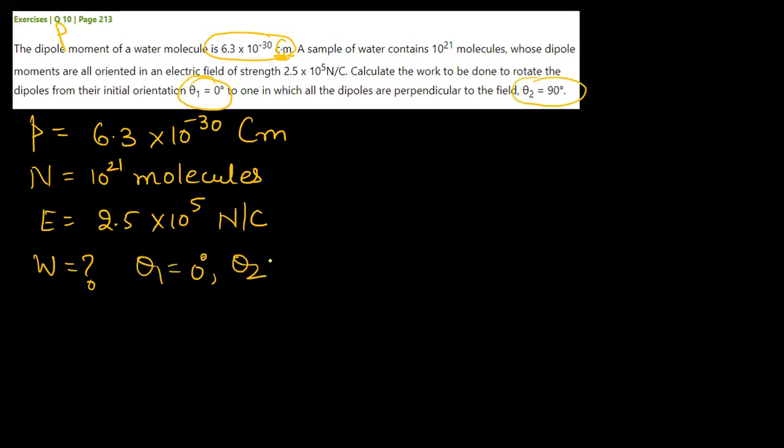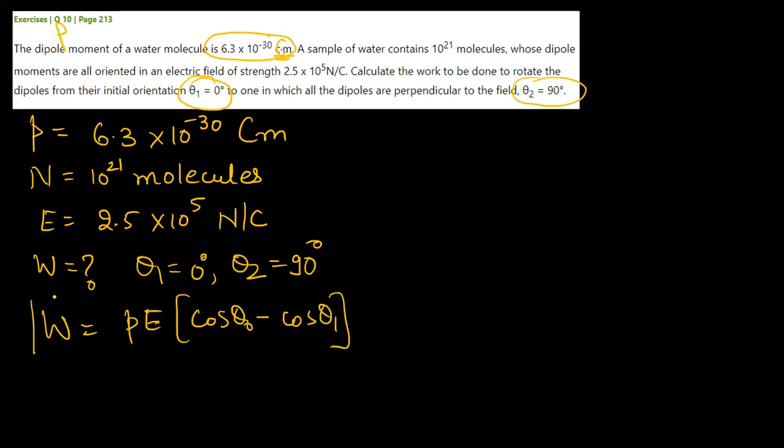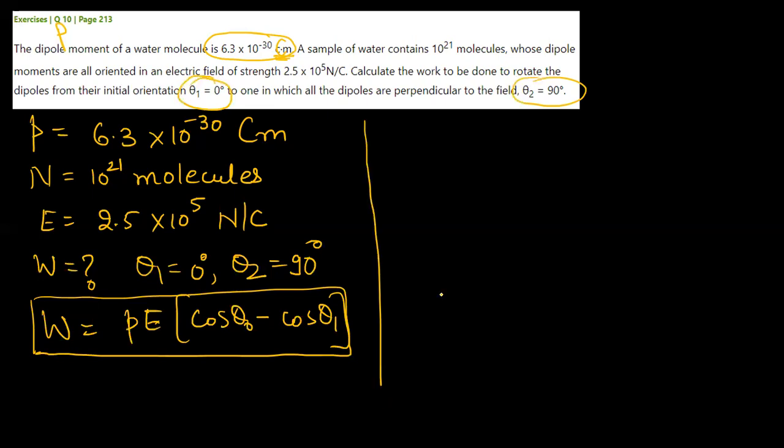So there are two conditions given. So we have the formula: work done W is equal to PE (cos theta 0 minus cos theta 1). This is the formula for the work done for a dipole. Theta 0 is the initial condition, theta 1 is the final condition. So I can rewrite this formula as W equal to PE (cos theta 1 minus cos theta 2) as given in the question.